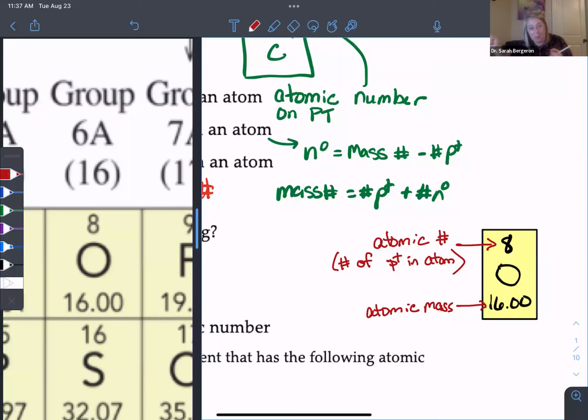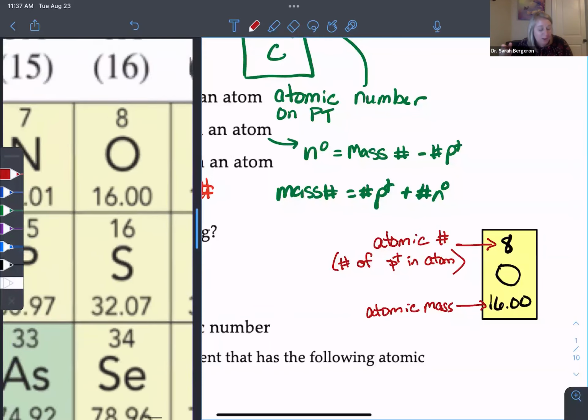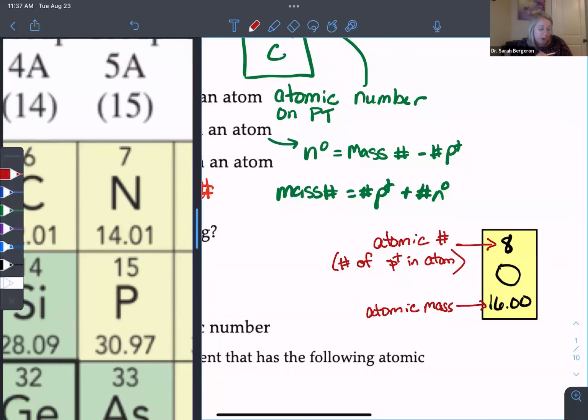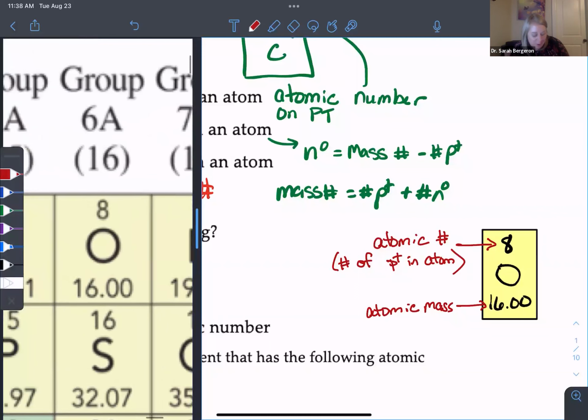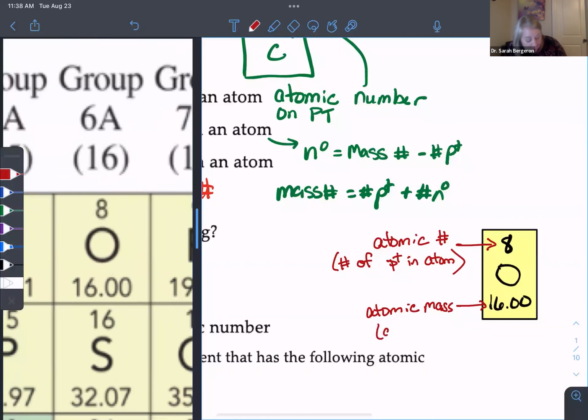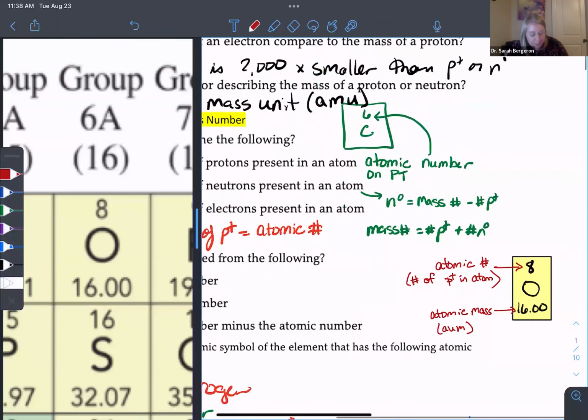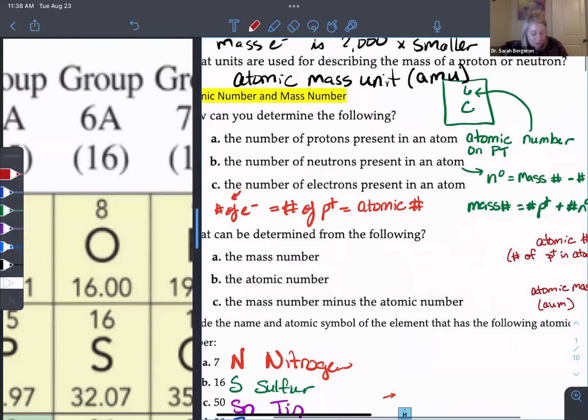So that's why it's not a whole number. That's why, let's say over here, phosphorus, right? We have 30.97. It's not a whole number because it's an average. But okay, let's go back to oxygen. So our atomic mass, and the units on that are AMUs, right? That's what we were just kind of talking about. Okay, so what can be determined from the following?